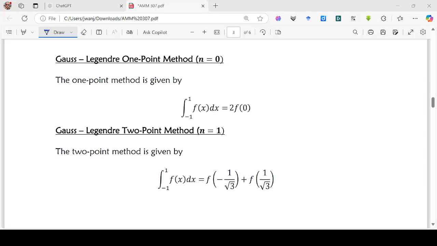Hello and welcome. In this session, I want us to do an example of evaluating an integral using the Gauss Legendre 1-point and 2-point methods. The 1-point method is given by the integral from -1 to 1 of f(x) dx equals 2 times f(0), while the 2-point method is given by this other expression here.